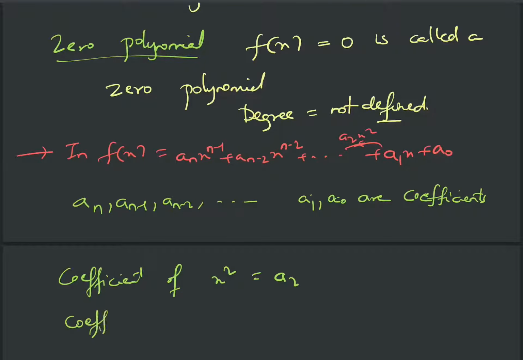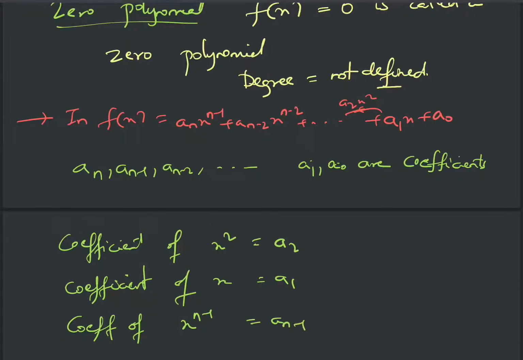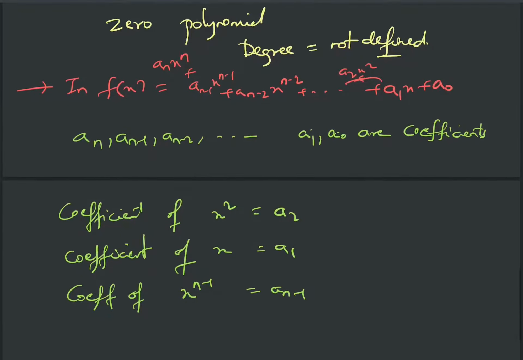So if I ask you what is the coefficient of x, then this is nothing but a_1, right? If I ask you what is the coefficient of x^(n-1), then this is a_(n-1). Okay, I have just made a mistake here. This is a_(n-1) x^(n-1) and this is a_n x^n, right? So the coefficient of x^(n-1) is a_(n-1). The coefficient of x^n is a_n, and so on, right?